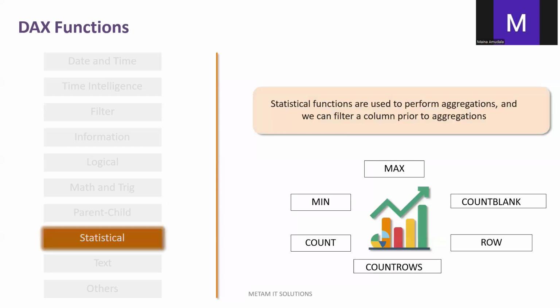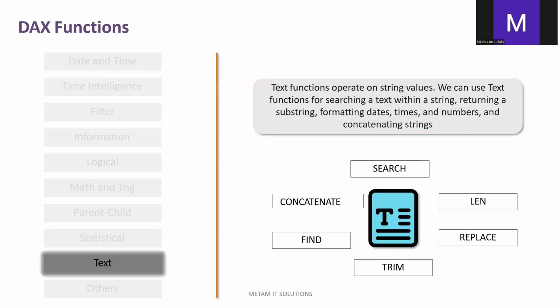And the next one is statistical, like aggregate functions: MAX, MIN, COUNTBLANK, COUNTROWS, SUM. You can use all these aggregate functions in the statistical category. And the next one is text functions. Text functions operate on string values. We can use text functions for searching for text within a string, returning a substring, formatting dates, times, and numbers, and concatenating strings, like SEARCH, LEN, REPLACE, TRIM, FIND, and CONCATENATE. These are the different types of functions in the text category.